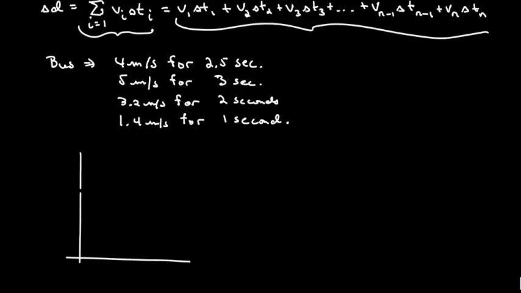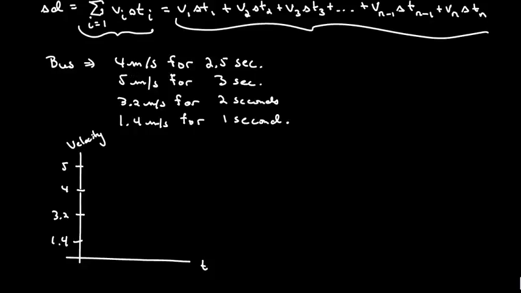So for the first 2.5 seconds, we're at 4. So let's say this is our velocity. I'm going to get to this formula in a second here, but I want to do this first. And then let's say this is time. It says for the first 2.5 seconds, we travel at 4 meters per second. So here's 4, here's 5, here's 3.2, and here's 1.4. Just make it nice and easy for us.